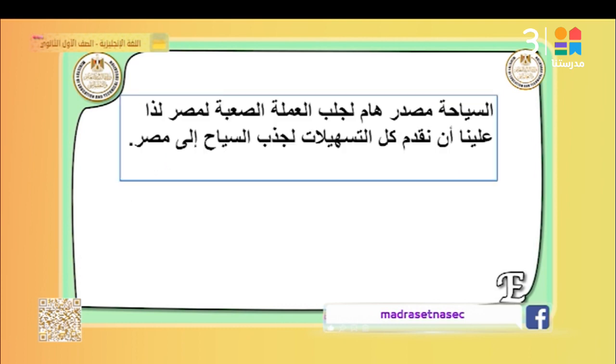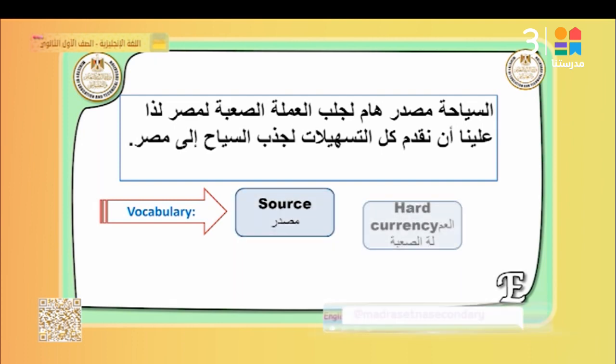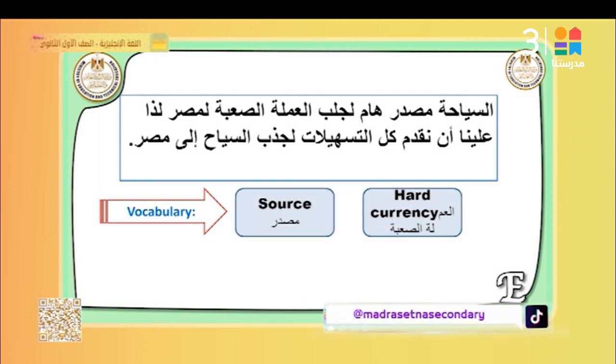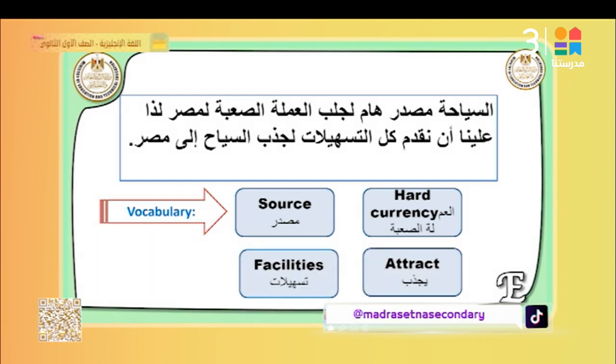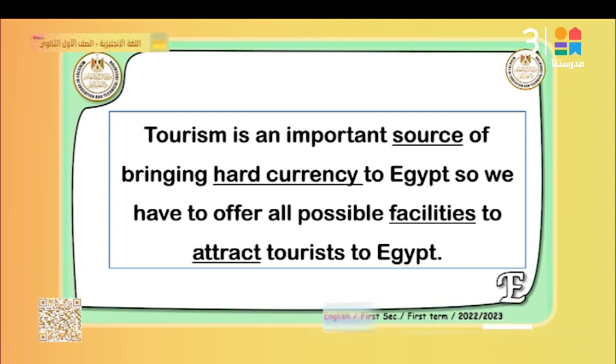We also have translate into English. The last thing we will take with us: السياحة مصدر هام لجلب العملة الصعبة لمصر، لذا يجب علينا أن نقدم كل التسهيلات لجذب السياح إلى مصر. The important vocab here: source means مصدر, hard currency العملة الصعبة, facilities تسهيلات, and attract يجذب. So how will we translate it? Tourism is an important source of bringing up hard currency to Egypt. So we have to offer all possible facilities to attract tourists to Egypt.